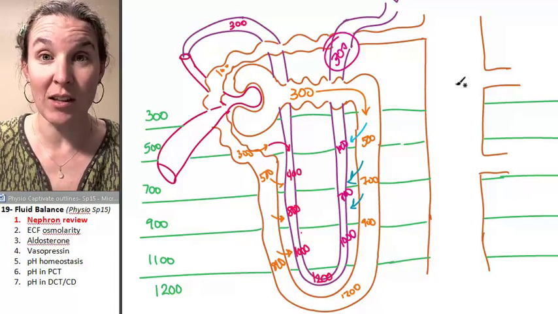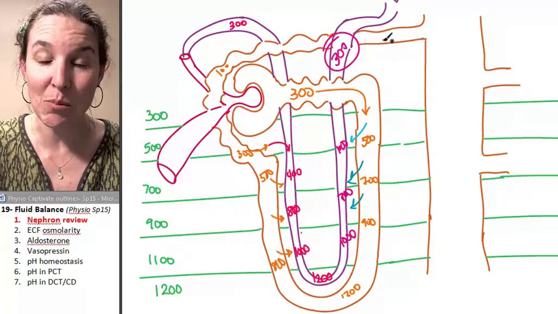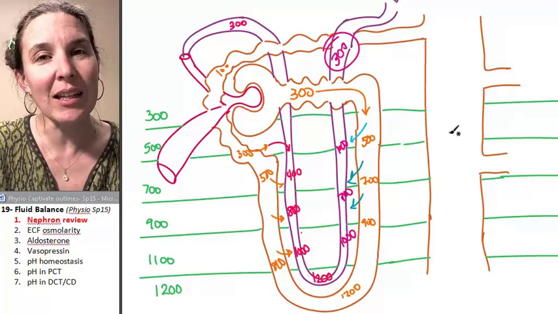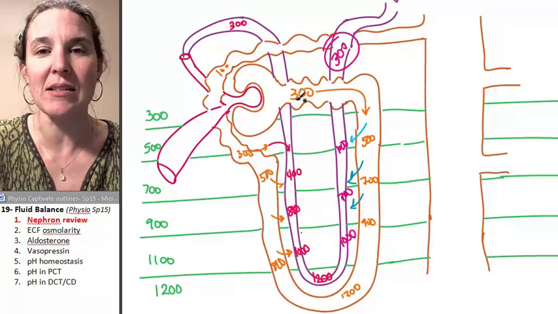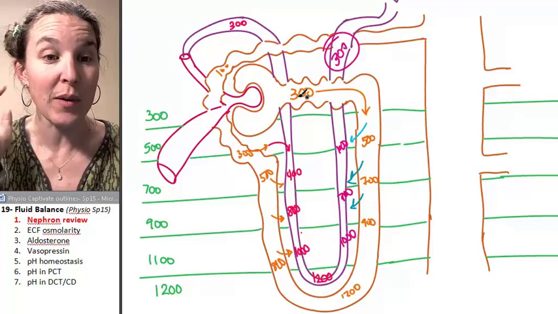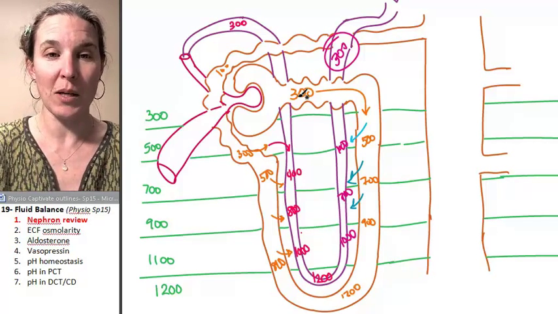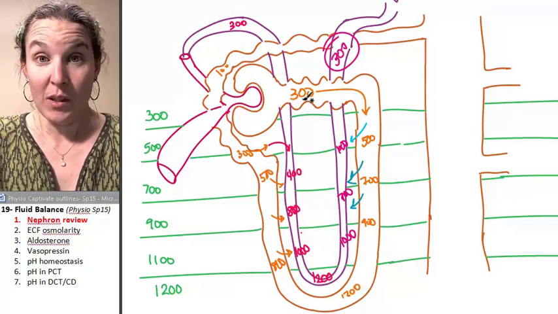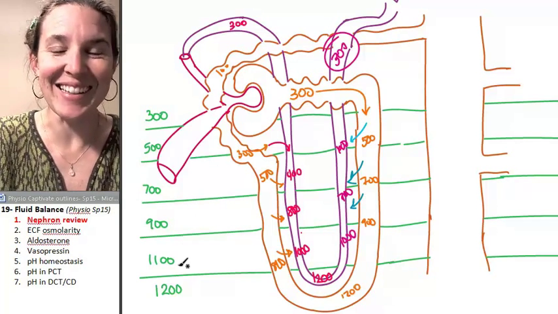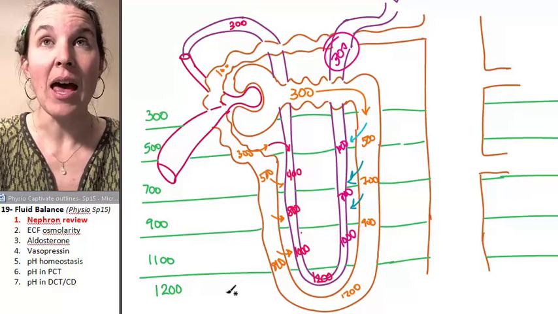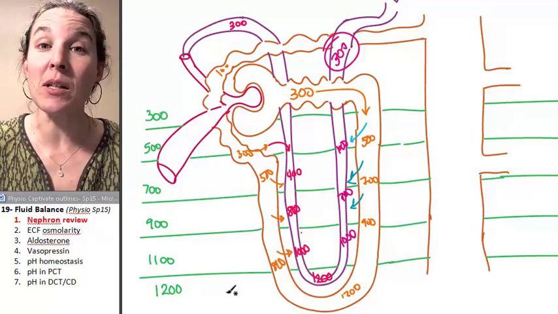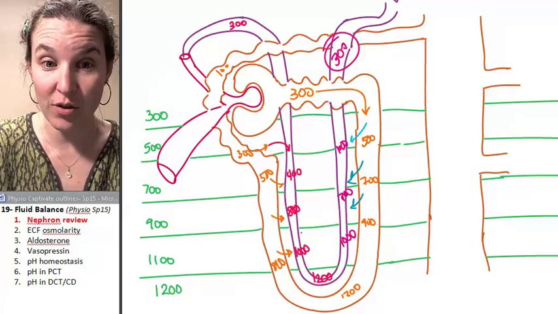Most of everything that we're talking about today is taking place in the distal convoluted tubule and the collecting duct. There's a little bit of pH homeostasis stuff that we're going to talk about that happens in the proximal convoluted tubule. Otherwise, this should be a good adventure. All right, let's get started talking about how the body senses the osmolarity or concentration of the extracellular fluid.